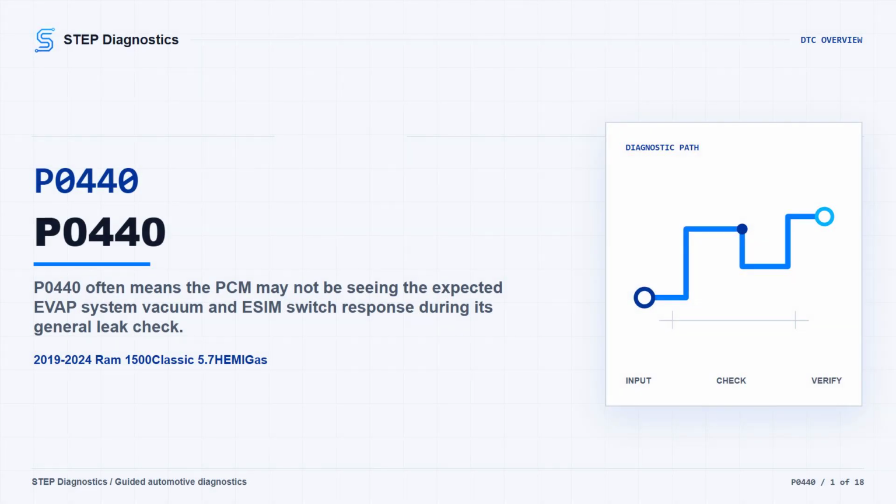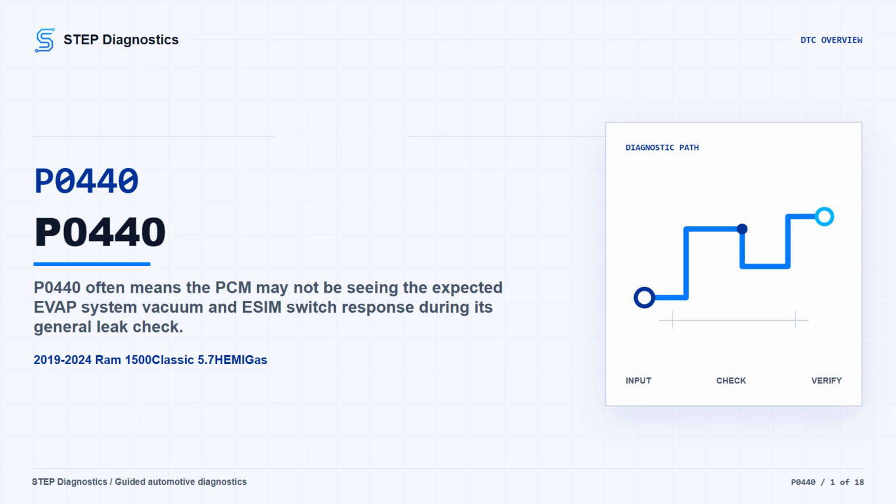On this Ram 1500 Classic with the 5.7 Hemi, P0440 is a general EVAP system failure. In plain terms, the PCM may be trying to pull the EVAP system into vacuum and confirm the ESIM switch response, but it can't get the response it expects. The truck may simply turn the MIL on, and the driver may not notice much else.